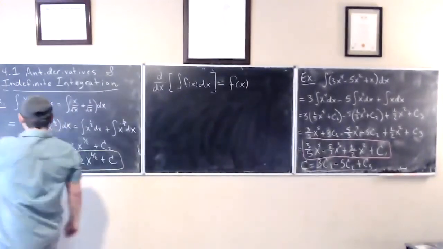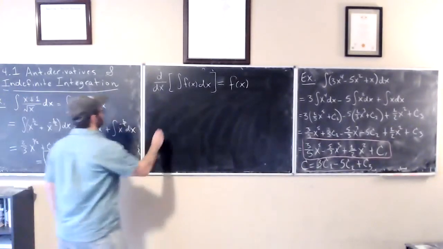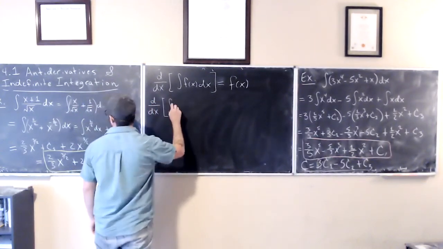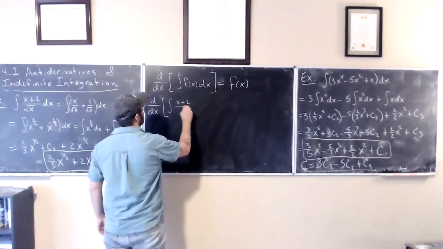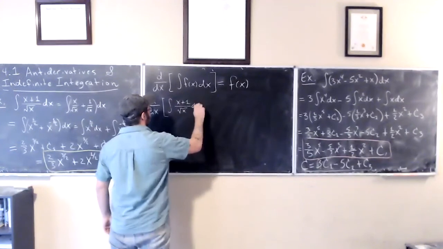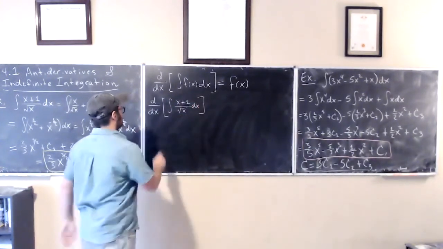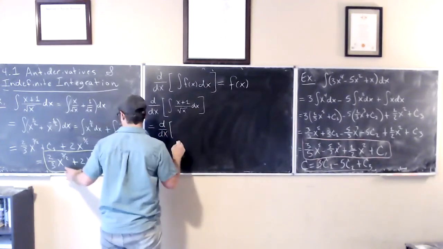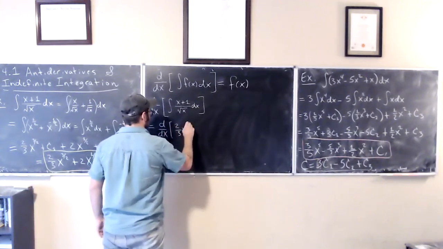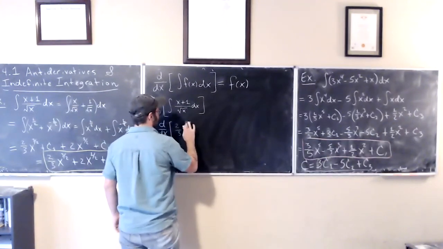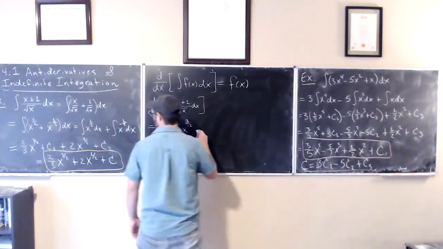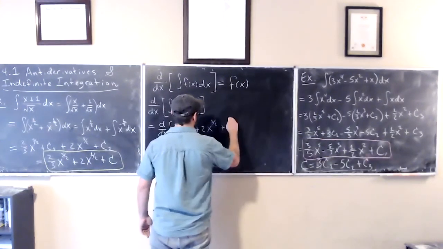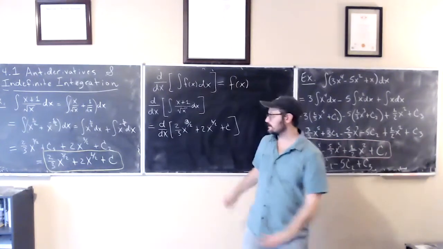So this is equal to that, right? But we claim to have found that, right? So that's like the derivative of what we found. So let's go ahead and double check ourselves.